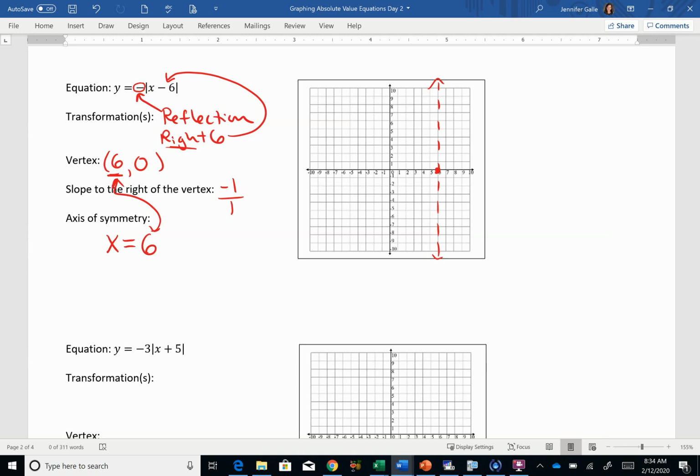For the slope, I know some of us still struggle a little bit with that negative slope. The -1 is going to cause me to go down 1. And then the +1 on the bottom is going to cause me to go right 1. So starting at my vertex, I go down 1, right 1, down 1, right 1. Reflect those points over.